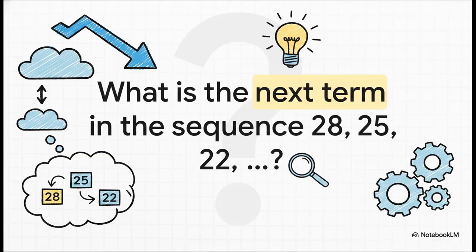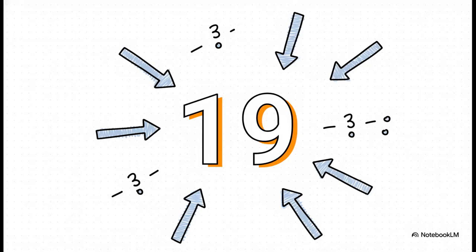All right, let's flip that idea on its head. Question 2. What's the next term in this sequence? 28, 25, 22. It's going down this time. Same logic, just a different direction. And the answer is 19. This time, the pattern was just subtracting 3.